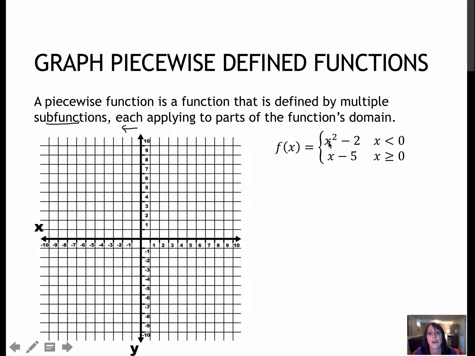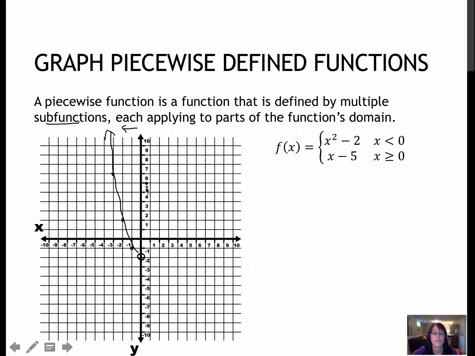If I plugged in 0, I would get 0 squared minus 2, so that would be negative 2. So I'm going to put an open circle there, because it doesn't include 0, but it includes all the stuff up to that point. Now let's plug in, say, negative 1. Negative 1 squared is 1, minus 2 is negative 1. Plugging in negative 2, I would get 4 minus 2, or 2. Plugging in negative 3, I would get 9 minus 2, which is 7. And now we have a pretty good feel that the left side looks like this.